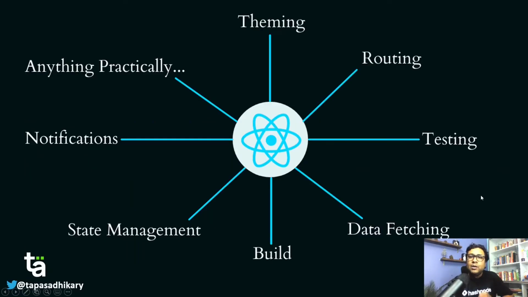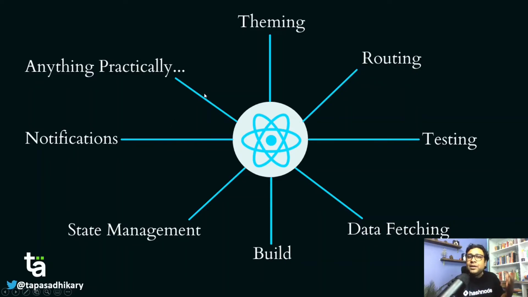For example, we would have had routing inbuilt inside React, we don't have. We would have had a testing framework inbuilt inside React, we don't have. We use something like Jest or React Testing Library. Data fetching, we have to use Axios or the Fetch API. Building, unless you are bringing it from outside, you have to do all the build infrastructure by yourself with Parcel or Webpack or whatever. State management, you probably have to use Redux or any other tool.